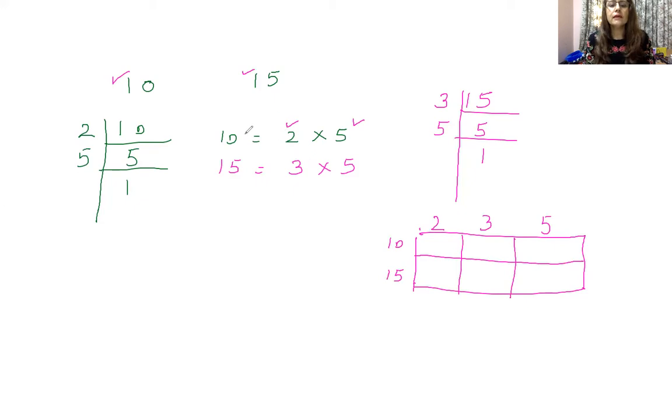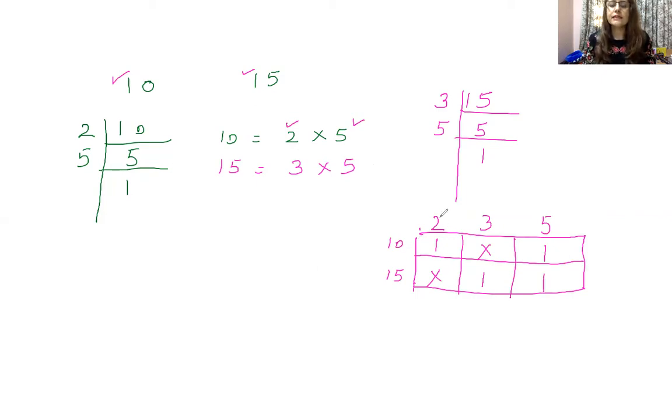Now we will see how many times 2 is repeated in the prime factors of 10. Only one time, so we will write 1 here. 3 is not present here, so we will write a cross here. And 5 is present one time, so we will write 1 here. In case of 15, 2 is not present, so we will put a cross. 3 is present only one time, so we will write 1. And 5 is present only one time. So this table is completed.